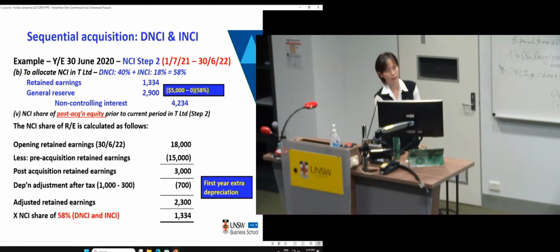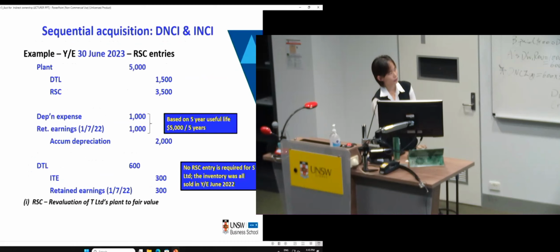Where does this adjustment come from? From your RSC entry. Go back to our RSC entries, and you will find there is a debit retained earnings 1,000, credit retained earnings 300. So the net impact of these two line adjustments is to reduce the opening retained earnings of T Limited, right? Reduce T's opening retained earnings by 700. Why T? Because this asset is in the records of T, right? This asset is used by T Limited. It is T Limited's recorded depreciation that is understated compared to the group. Therefore, this adjustment effectively reduces the equity that T contributes to the group. So we should take these adjustments into consideration before we allocate T's post-acquisition equity movement to NCI.